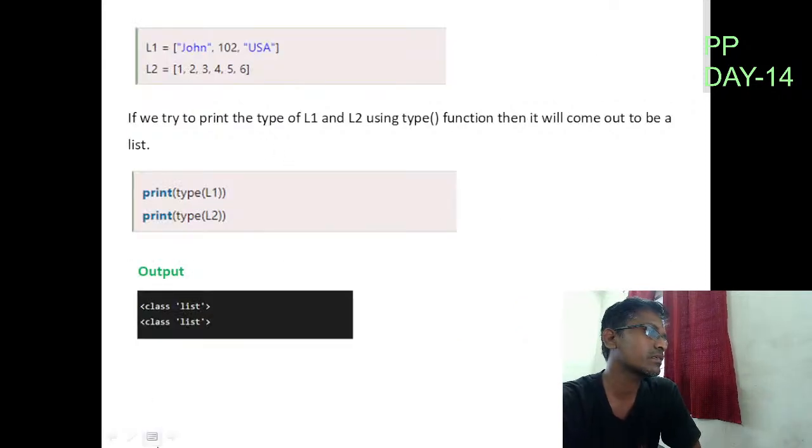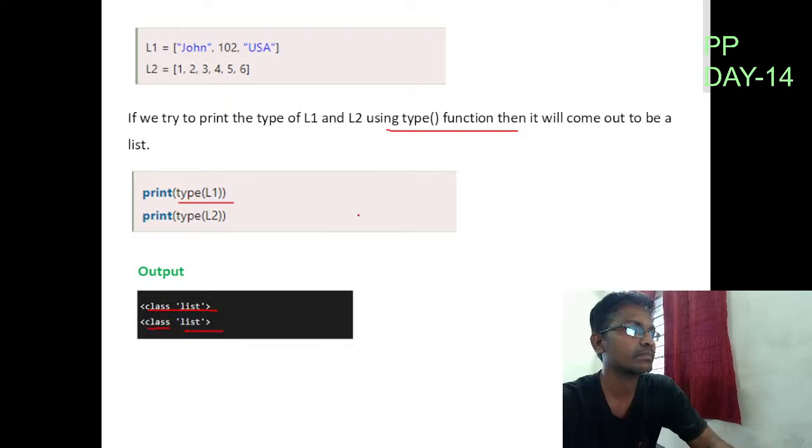So for example, L1 is equal to John, 102 and USA, and L2 is equal to 1 to 6. Then I want to know what is the type of L1 and L2. Then I will write print followed by type followed by L1. Then I got the output: a class object, and it is a list data type. And type followed by L2. Then I got the output: a class object, and it is a list data type.